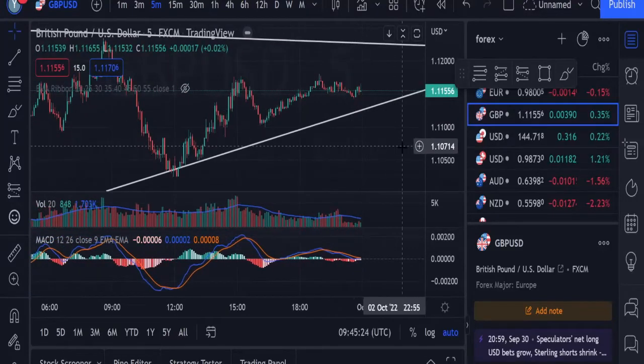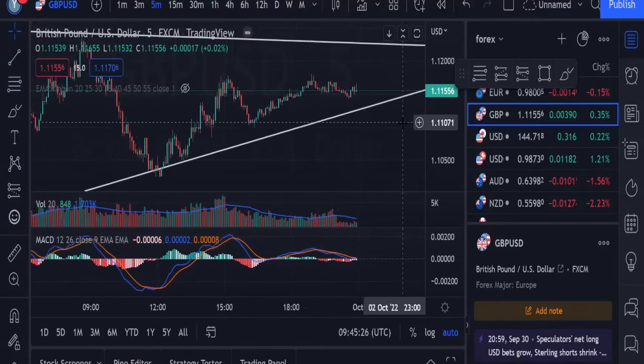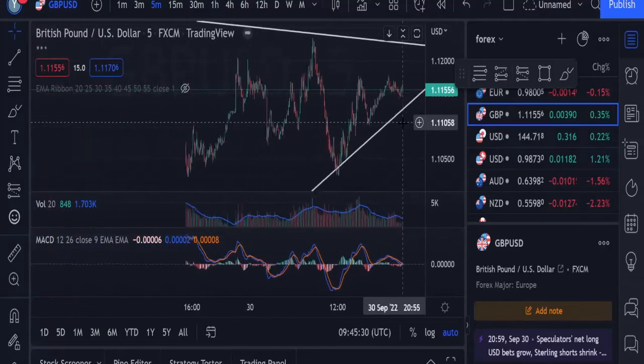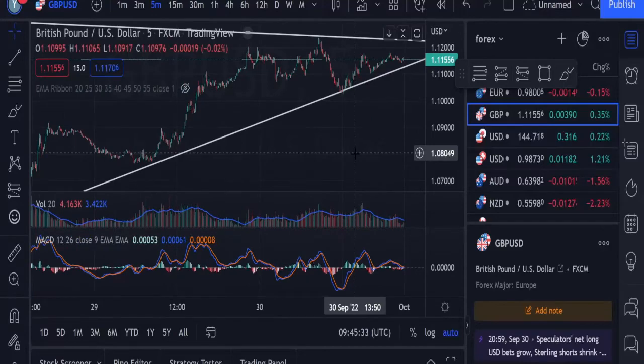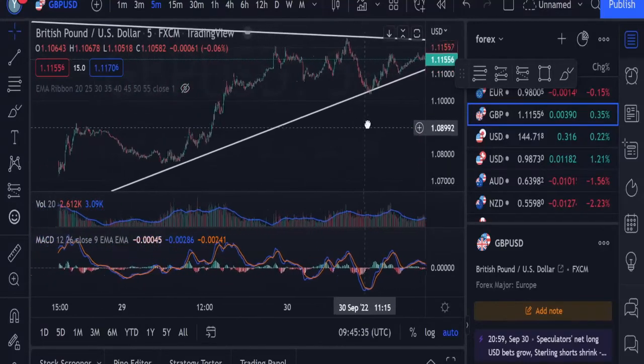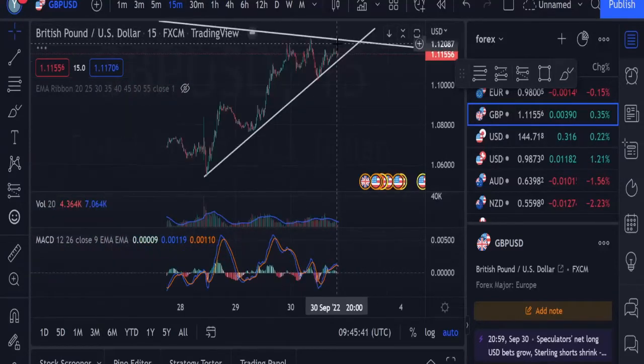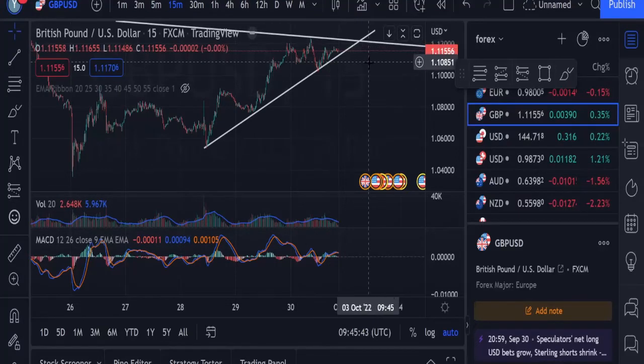Okay, we are seeing rejection signs candles. For me to make a major decision, I'll wait for this triangle to be broken. Any direction it breaks into, I'm trading towards that direction. If it breaks up, I'm trading up, and if it breaks down, I'm trading downward.